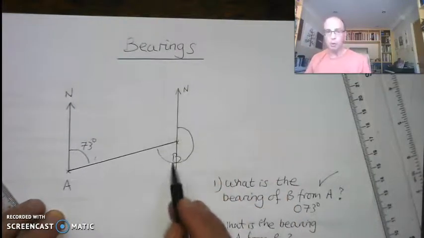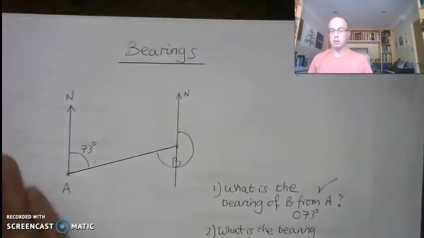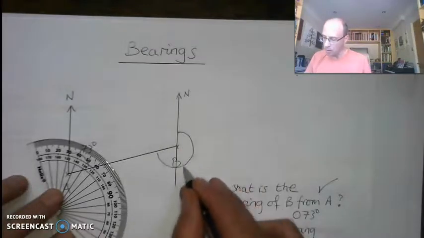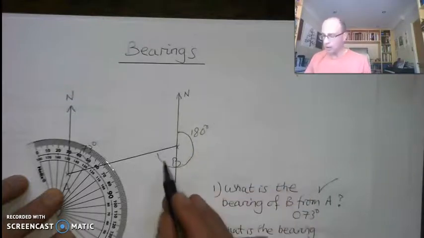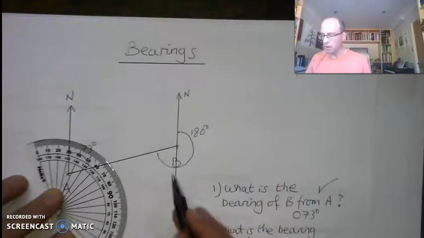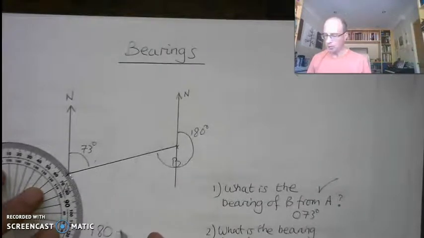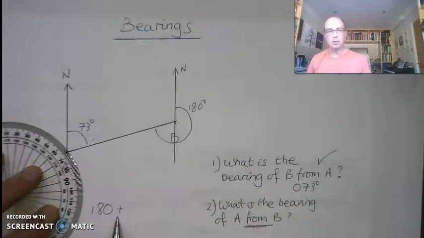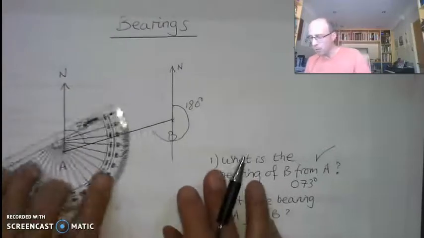Well, this angle is more than 180 degrees, so I'm going to struggle to measure that with my little protractor. But what I do know is that that angle here is 180 degrees. So if I can measure this one, my bearing is going to be 180 degrees plus whatever this angle here is. Well, I can measure that with my protractor.